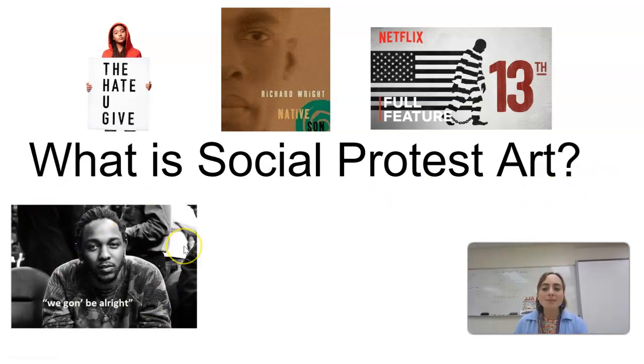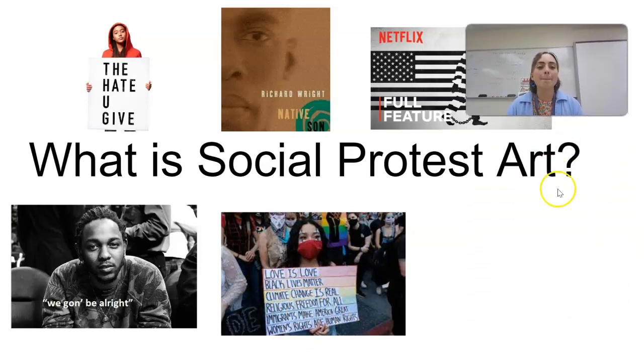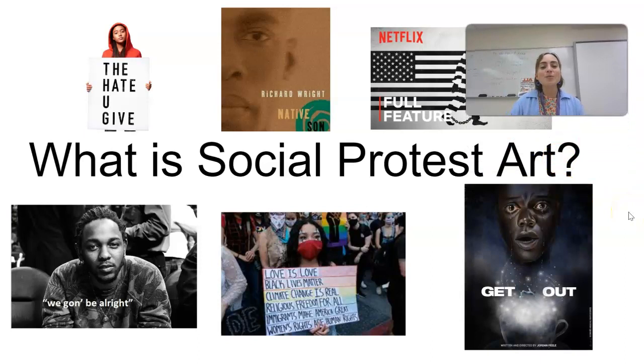This is Kendrick Lamar. He's a rapper, an artist, a musician. And his songs are also examples of social protest art. So we're going to be talking a lot about how music and song lyrics can actually be examples of protest art. This is a picture of a poster or a sign that you might see at a rally or a protest. And something like this is also an example of social protest art. Our last example is the movie Get Out, which is a thriller. You might have heard of it. So I want you to look at all of these things and think, what do they all have in common? What might the definition of social protest art be?